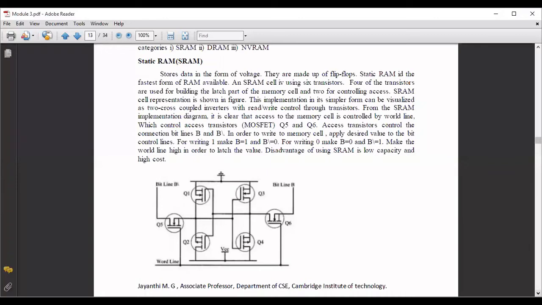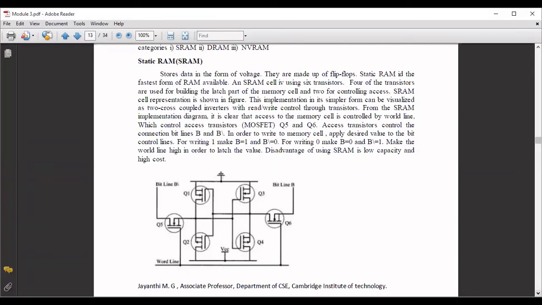Suppose you want to store the bit value 1, your word line has to be high, and then b equals 1 and b bar equals 0. If these values are applied, the value will be latched or stored in that particular position. So this is the way how the static RAM works.